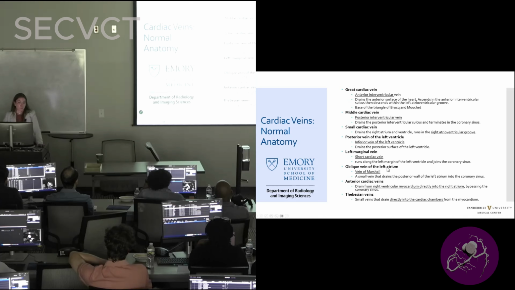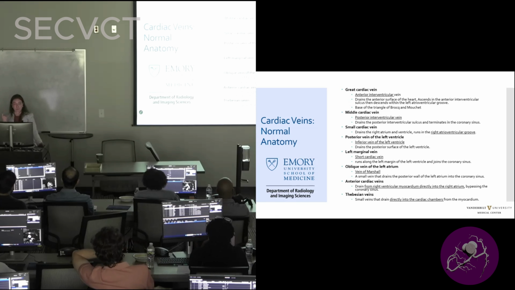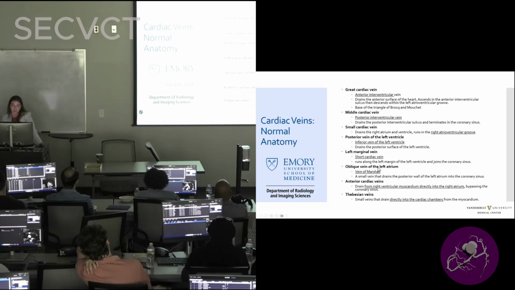One vein of importance is the vein of Marshall. Does anyone recall that name? Maybe from med school. It's actually a very small vein. It drains the posterior wall of the left atrium into the coronary sinus. What's interesting about that is it runs right next to the ligament of Marshall, and that area can sometimes be one of the nidus or foci for atrial fibrillation. And anyway, that's sort of the correlate there.